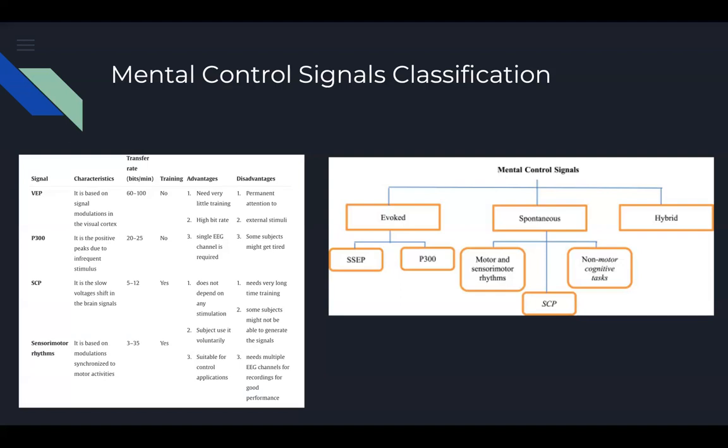And the last one is a hybrid. It's a combined signal used to control BCI. Actually, we use a hybrid signal as a BCI input. It combines multiple signals, like it joins the SSEP and SCP, or it joins the P300 or motor signals, to use as an input for the BCI to perform some specific task.